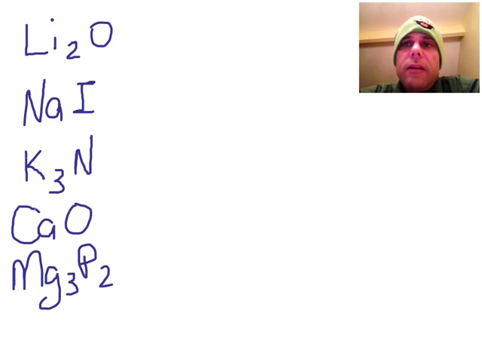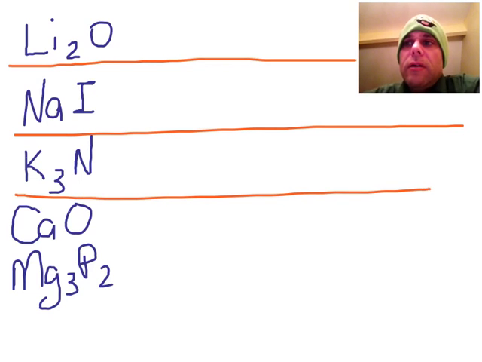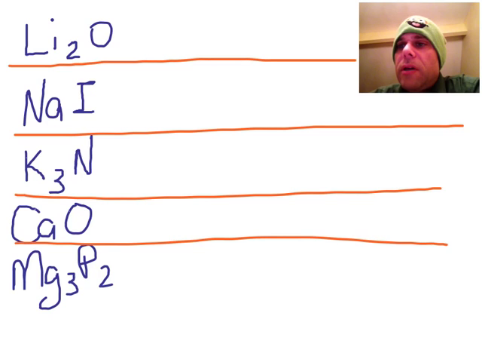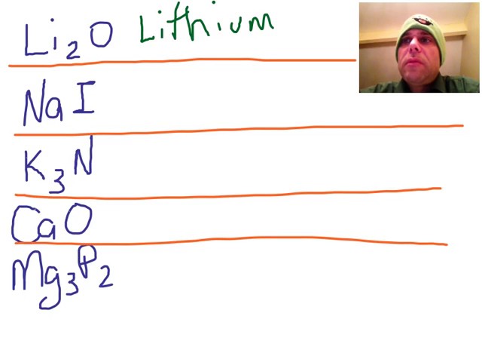Okay, so here we see 5 examples of ionic compounds. Let's put a line here so that we can see with clarity what we are doing. Let's choose green this time. The first, lithium and oxygen. What would we name it? This is lithium oxide.